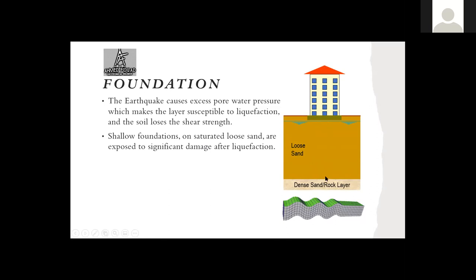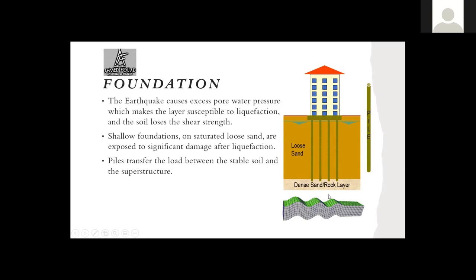So what is the main solution for the problem? It's by transferring the load from the weak layer to the strong layer. We can do this through piles. So if we start to transfer the load of the pile to the strong layer, now we can mitigate some of the problem of liquefaction.